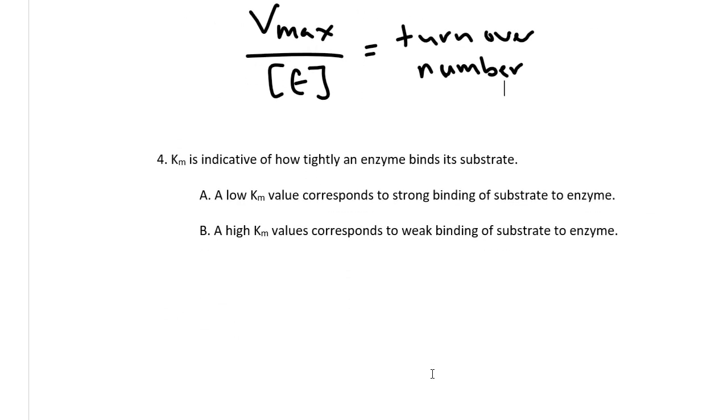Km is indicative of how tightly an enzyme binds its substrate. A low Km value corresponds to strong binding of substrate to enzyme. A high Km value corresponds to weak binding of substrate to enzyme. Now, this kind of throws students off a little bit. A low Km value corresponds to strong binding of substrate to enzyme, and a high Km value corresponds to weak binding of substrate to enzyme.